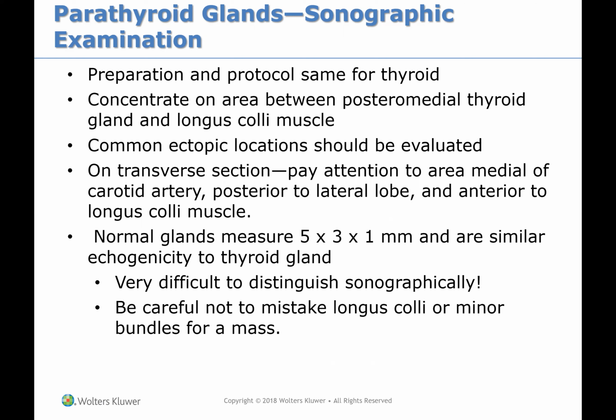Where you want to concentrate when you're looking for the parathyroid glands is posterior and medial to the thyroid, between the gland and the longus colli muscle. That's the muscle that you can see when you're doing a thyroid. On transverse section, pay attention to the area medial to the carotid, posterior to the lateral lobe, and anterior to the muscle. So that's where you need to concentrate if you're going to look.